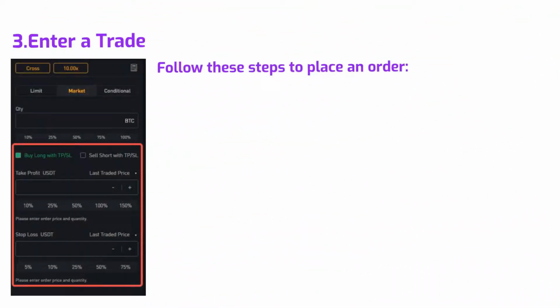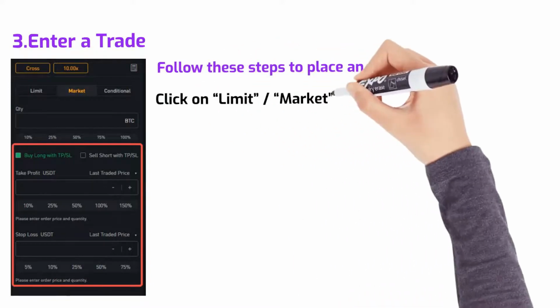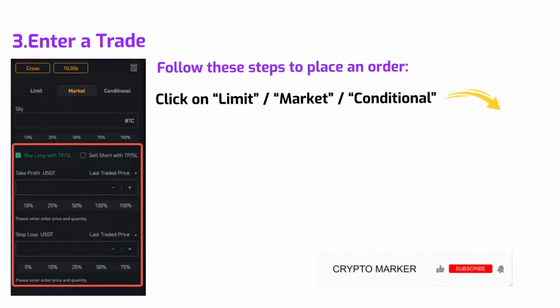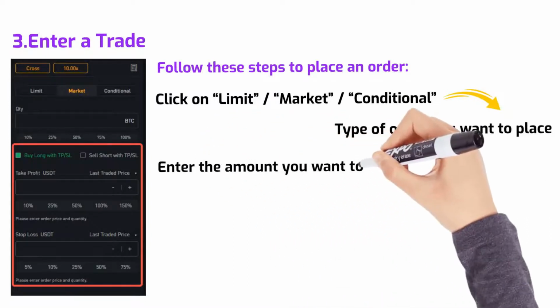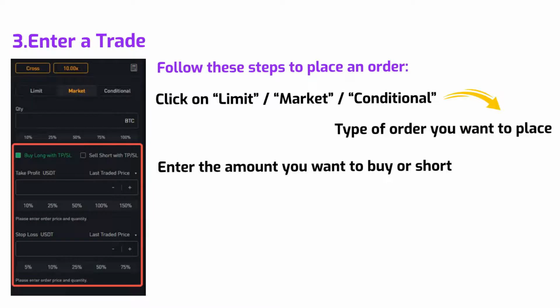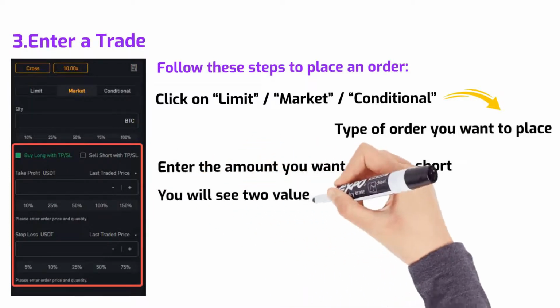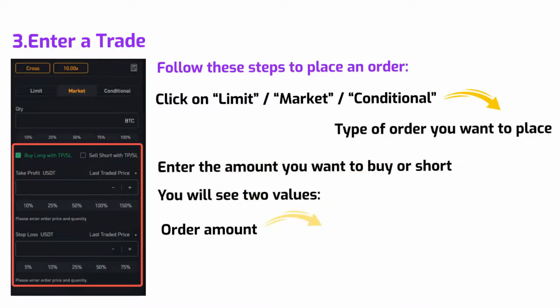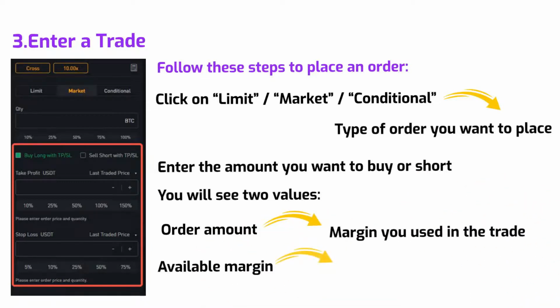Follow these steps to place an order. Click on Limit, Market, or Conditional, depending on the type of order you want to place. Enter the amount you want to buy or short, along with the leverage you need. You will see two values: the order amount representing the margin you used in the trade and the available margin, which is the total margin you have in your trading account.